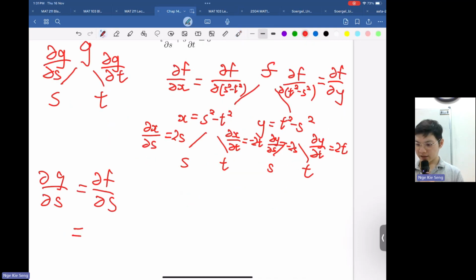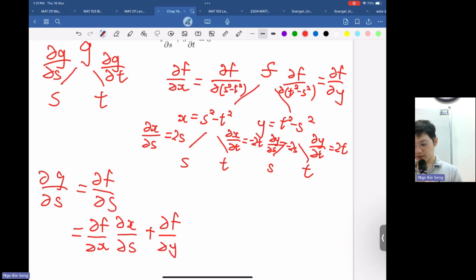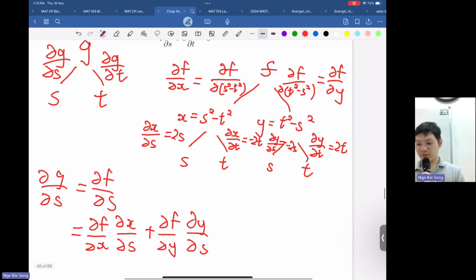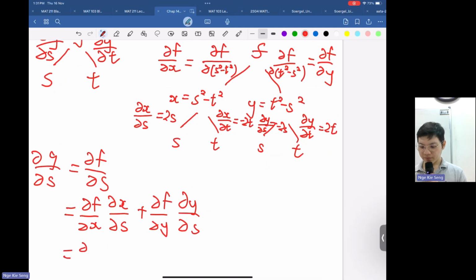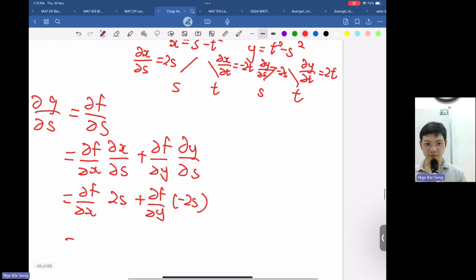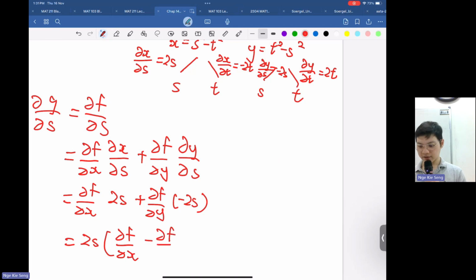Okay, so in this case we have del f over del s times del s over del x, plus del f over del y times del y over del s. We don't know f because f is not given, but del x over del s we already computed. It is just 2s. And del f over del y we don't know because f is not given, but del y over del s we already computed, which is minus 2s. Altogether we have 2s times del f over del x minus del f over del y.